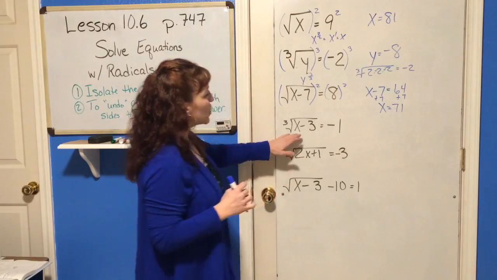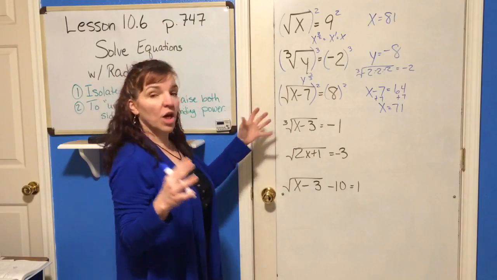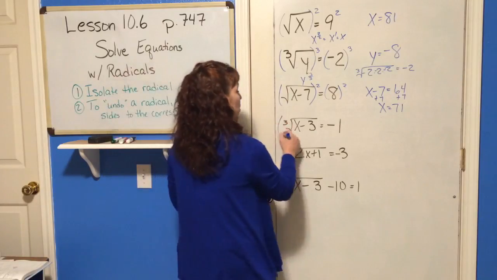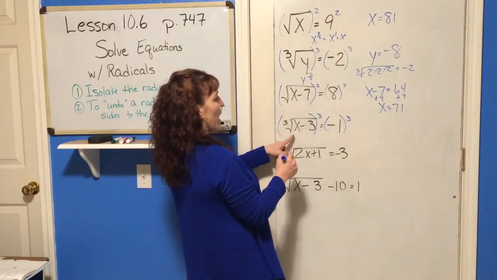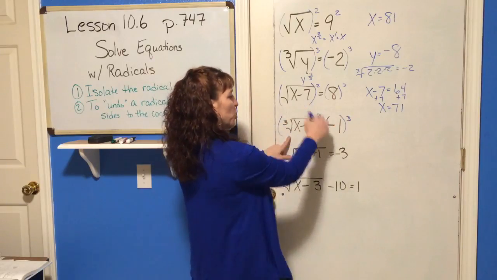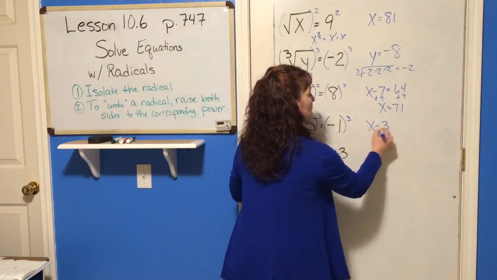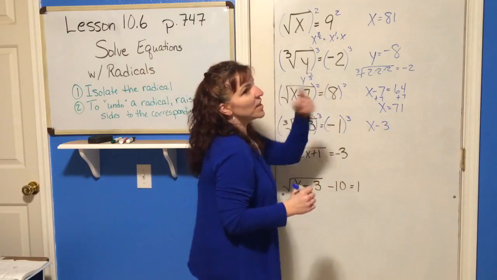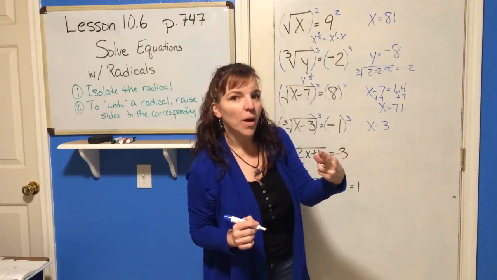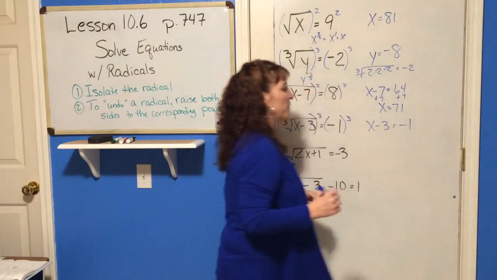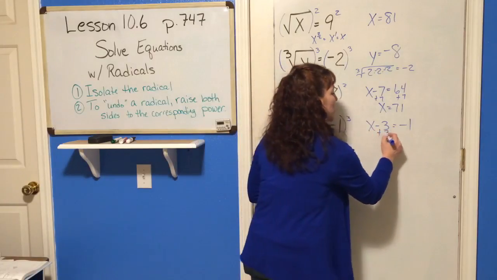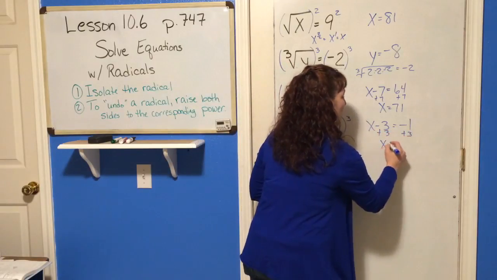All right. Moving on. So the same thing happens if you have a binomial under a cube root. You're just going to cube it. So now the cube root of x minus 3 cubed is just x minus 3. Negative 1 cubed. Negative 1 times negative 1 is positive 1. Positive 1 times negative 1 is negative 1. Add 3 to both sides. So x equals 2.